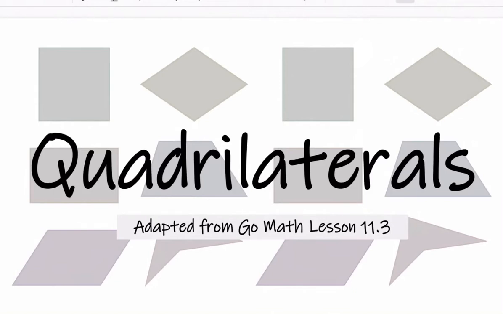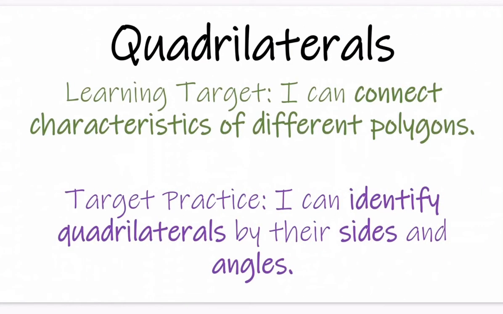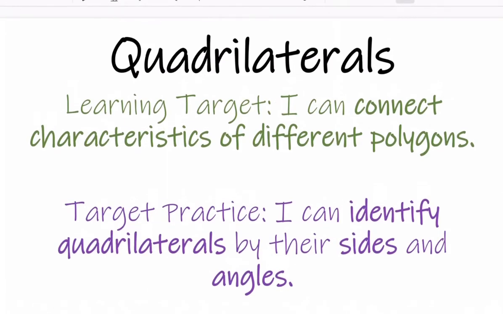So today on Monday we're going to be talking about quadrilaterals. And you should have seen quadrilaterals last week as far as identifying what kind of polygon it is. So if we move on, our learning target today is I can connect characteristics of different polygons. And our target practice is I can identify quadrilaterals by their sides and angles. So this is the main thing that we're doing today.